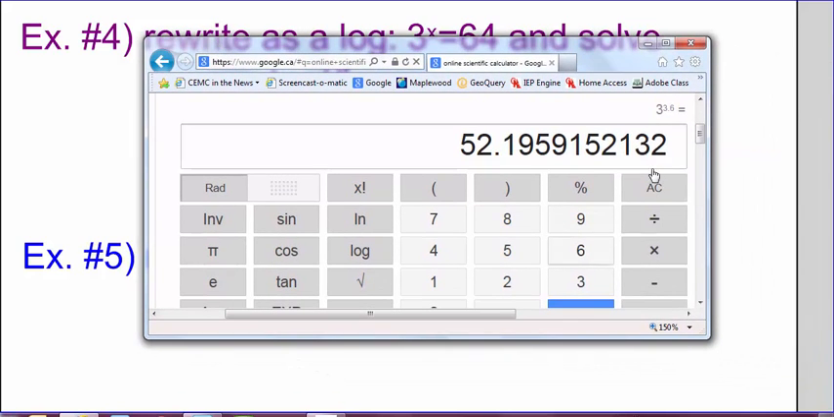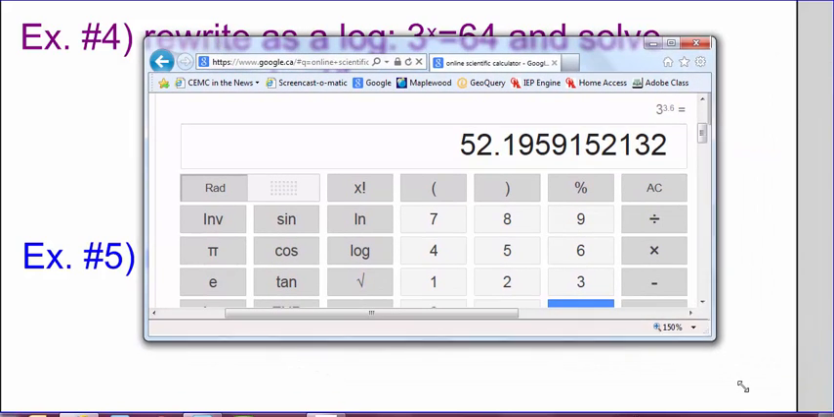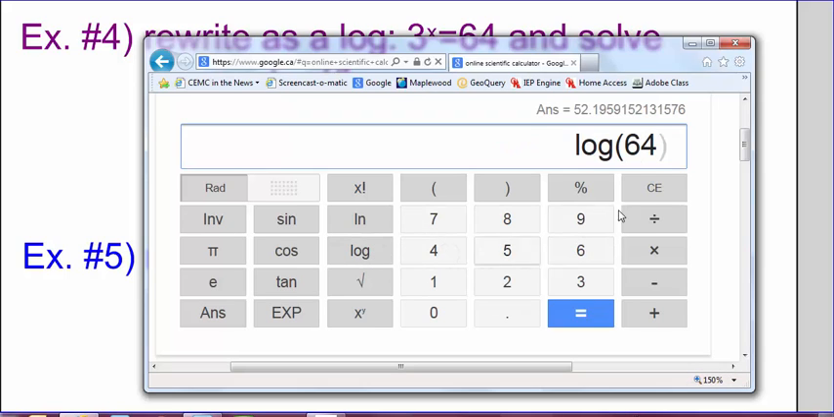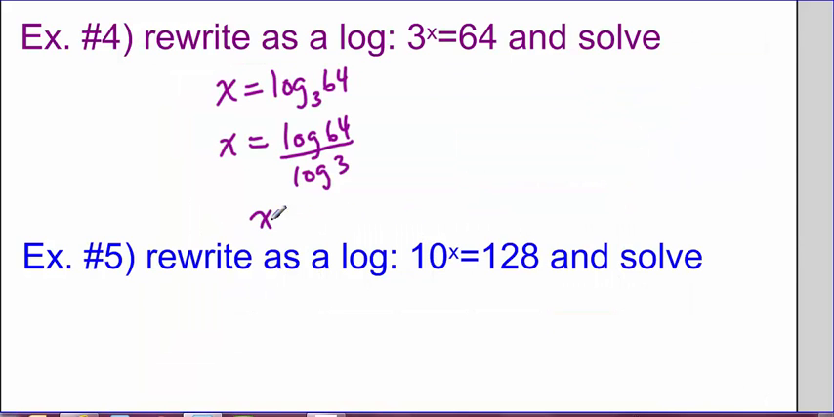So to punch this into the calculator, we will simply punch in log of 64 divided by log of 3 and find that the answer is 2.128. Three decimal places is kind of a nice amount here. And again, of course, I should be saying that this is approximately equal to that.